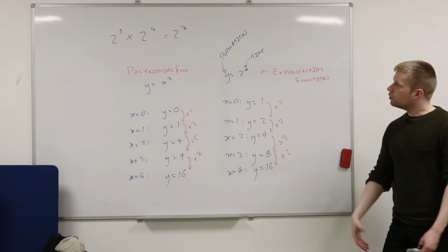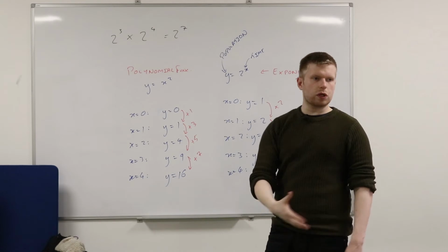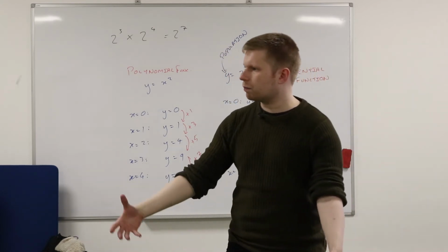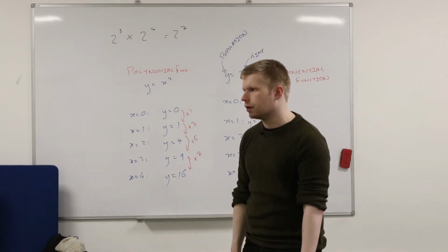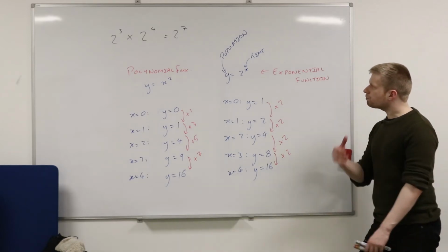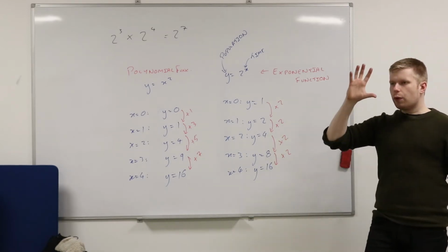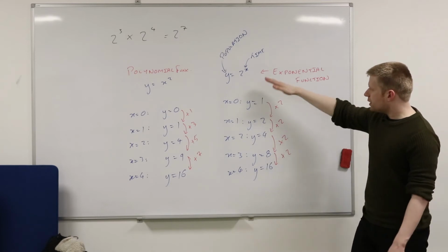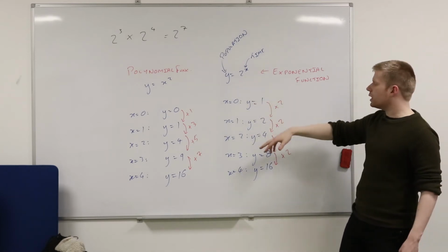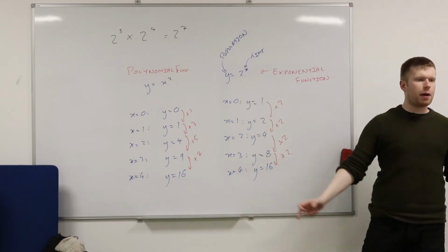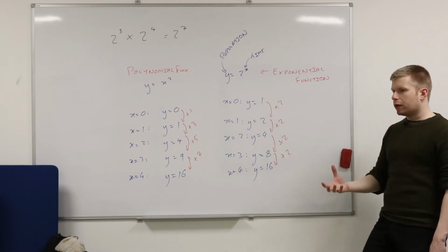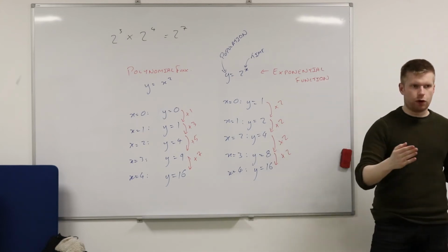Okay. Now you notice that this is a type of function which we see in nature. Think about bacteria and rabbits and things like that. Also radioactivity. So basically, whenever you have a situation where every single minute, second, year, whatever it is, you're multiplying by the same amount each time, that is what we classify as an exponential function.